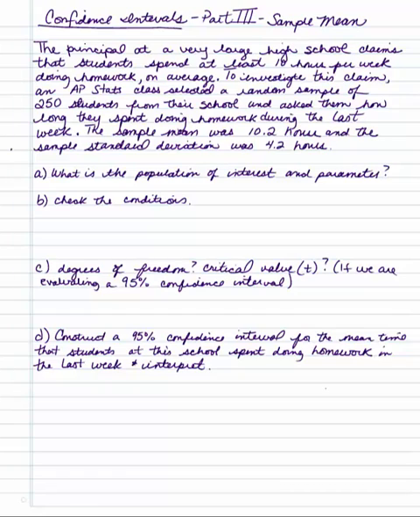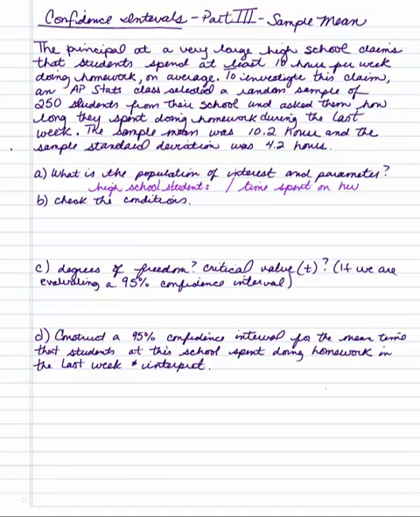So I think we talked about this already. What's the population? High school students. And what are we kind of measuring? The parameter that we're measuring is the time spent on homework.